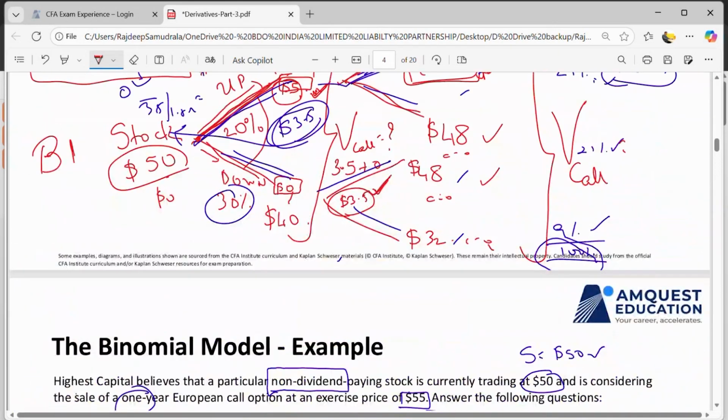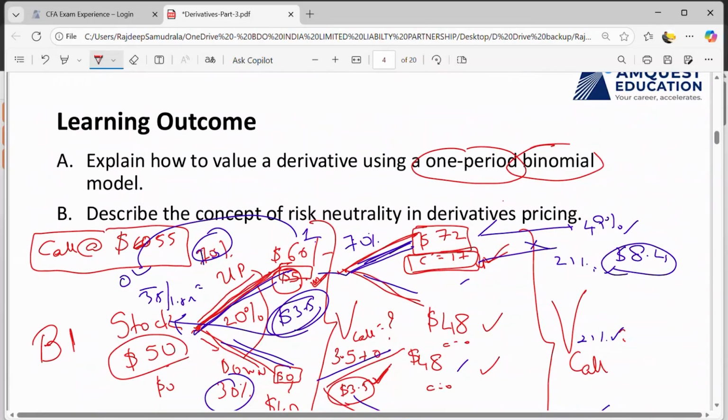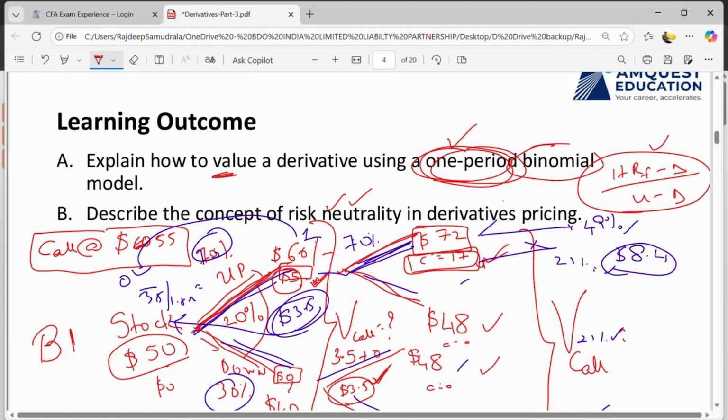If you look at the learning outcome, to answer your question, Kiran, it says: explain how to value 1 period. Because they wrote 1 period, you can rest assured they will not touch 2 period. Clear? And obviously the concept of risk neutrality, which is my formula (1 plus RF minus D) upon (U minus D). This is a very important formula. You have to learn it by rote. Don't miss it out at all. Clear?